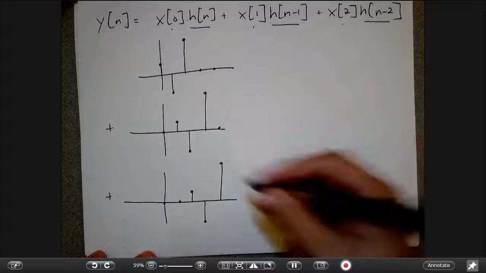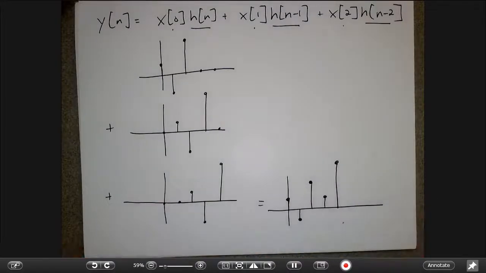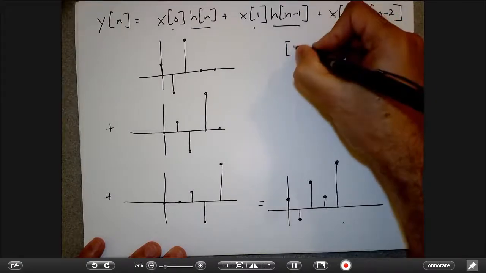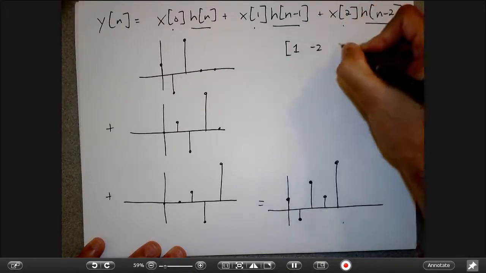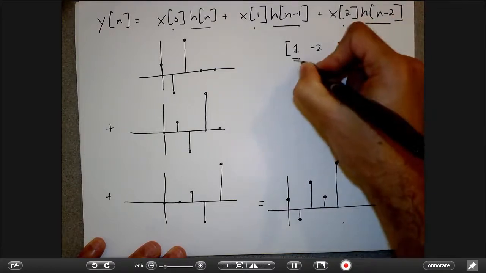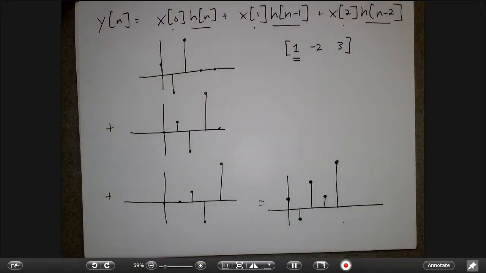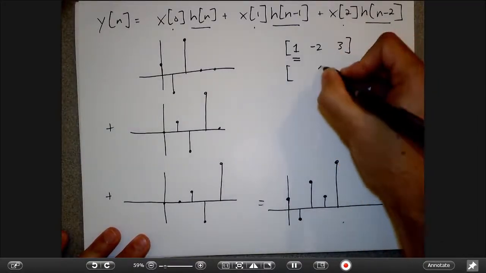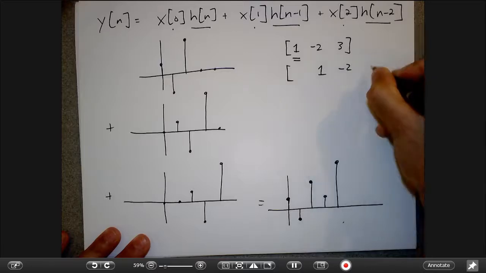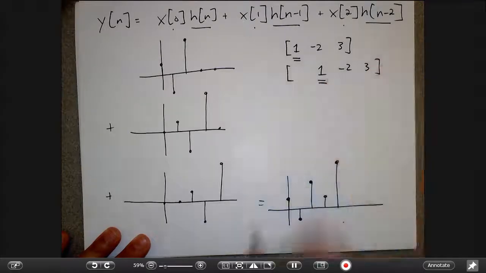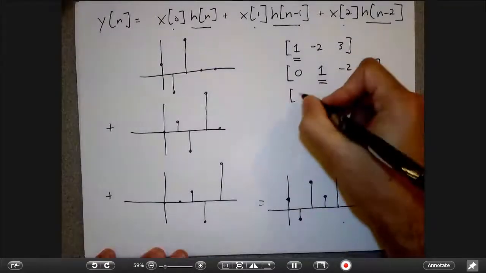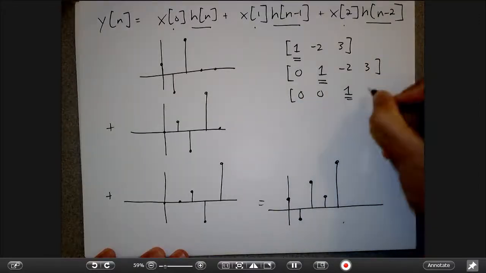And if I wanted to be a little bit less space-consuming on my paper, I could also think about this as saying, okay, I take the impulse response, which is 1, minus 2, 3. This is the impulse response that starts at 0. Then if I were to shift it over by 1, I would have an impulse response that's still 1, minus 2, 3. That one now starts at n equals 1. So this would be the way I'd represent the shifted h by 1 unit. And then I could also shift the h by 1 more unit.